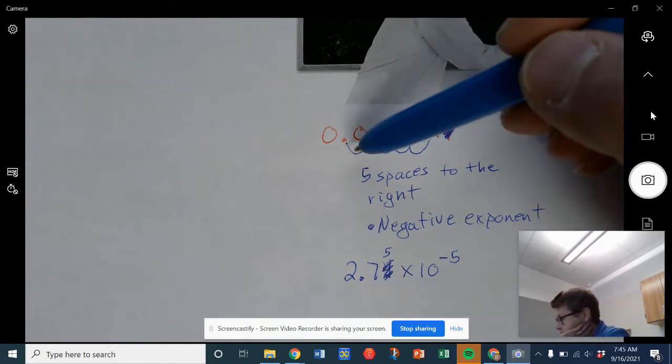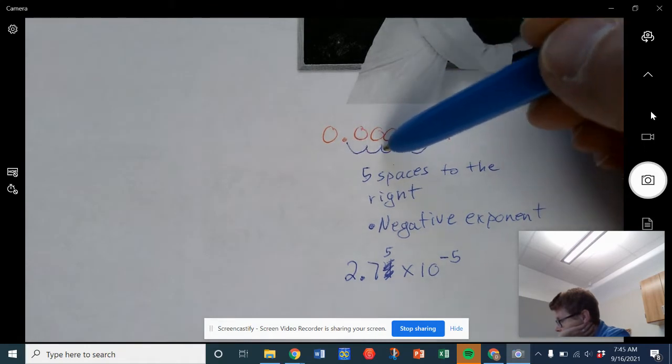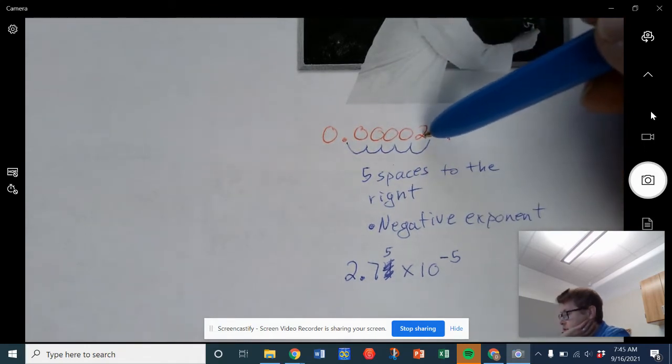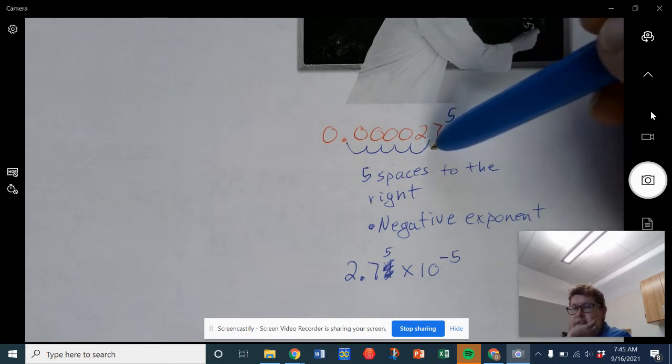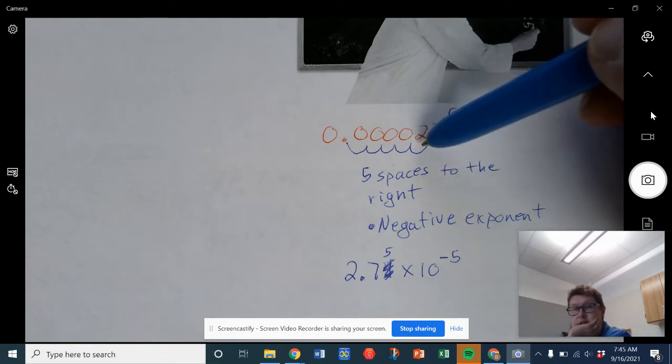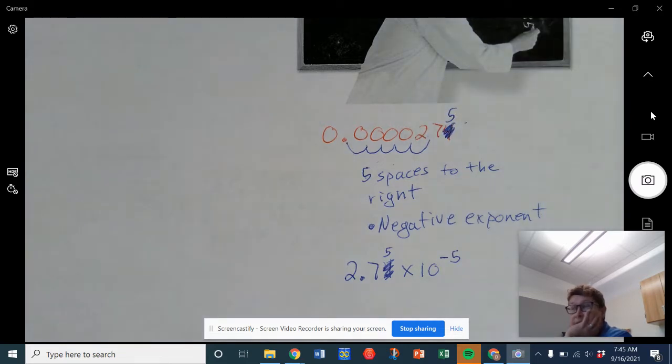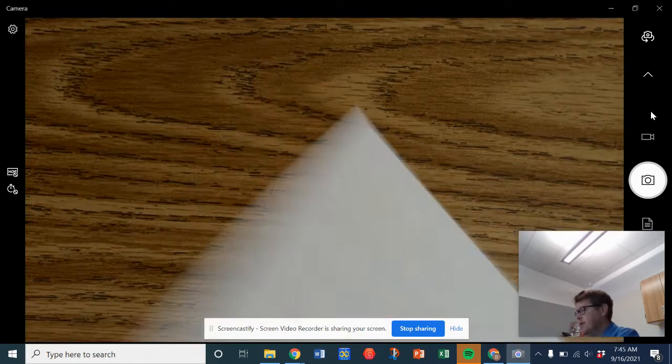You basically just count how many spaces you move it. 1, 2, 3, 4, 5. You just look for the first non-zero digit and move it to the right. Again, this is if you have a very small number that is less than 1, so you have a negative exponent. Not too crazy.